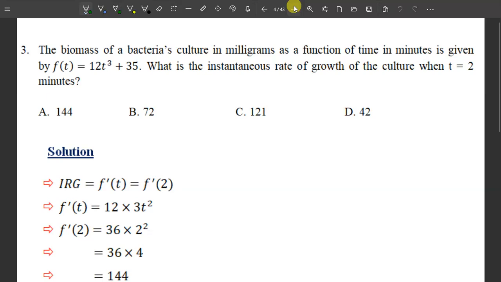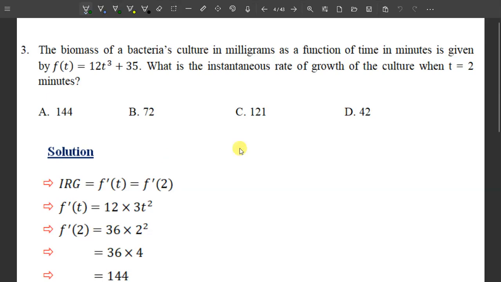We have the bacteria culture, and the bacteria multiply every second and every minute, and the growth is given by this function. The question asks what the instantaneous rate of growth is when t is equal to 2 minutes. What we have to do is simply differentiate this function to find the instantaneous rate.